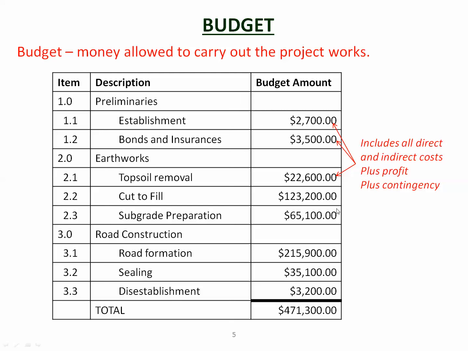So some things are more risky than others. For example, topsoil removal, cut to fill, you're outside, you're dealing in dirt. If it rains, it could be a major problem. So there would be a significant contingency here. But bonds and insurances, for example, there's probably no risk. It's a very easy thing to do. You ring someone up and you get a bonded insurance put in place. And you know how much that is ahead of the project. So some things are more risky than others and would have a higher contingency than others. And the way you do it is you figure out each one of these amounts and you add them all up together to get the total budgeted amount.